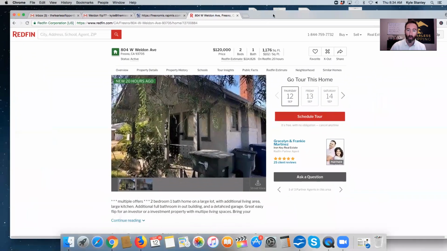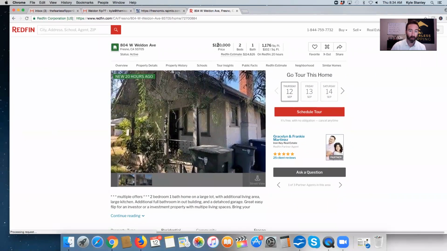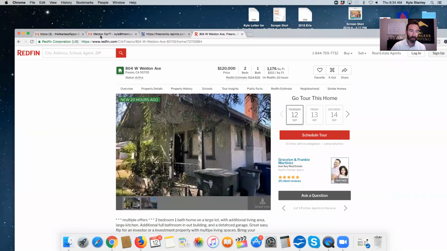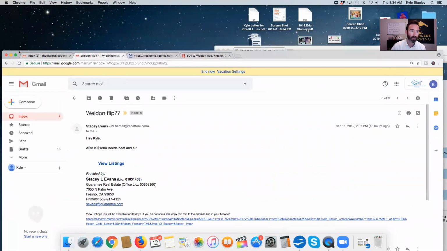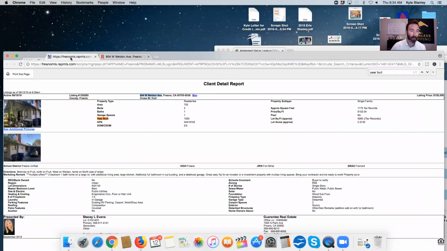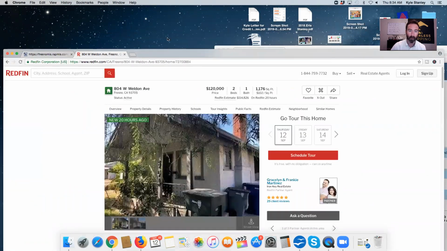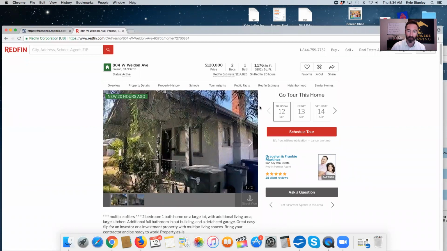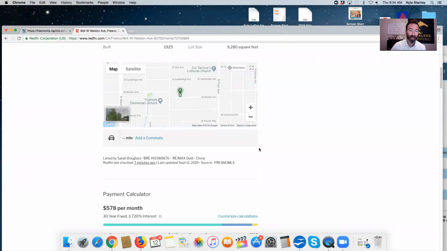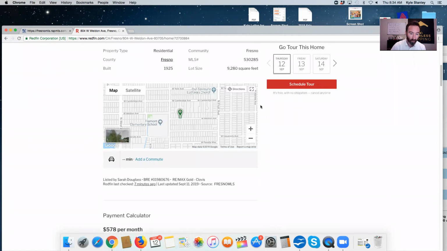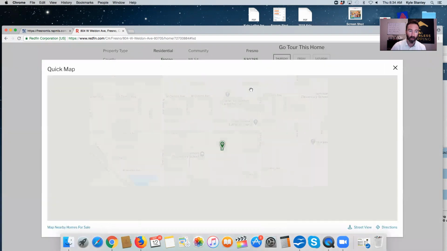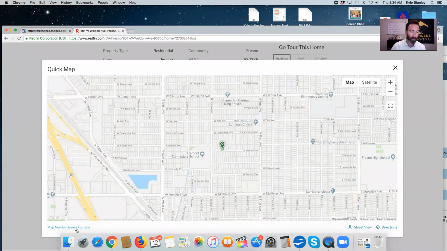So once again, we know that the listing price is $120. I saw that in the listing. I'm going to just close these out so that we can get rid of the noise. The listing is at $120. So Redfin is going to say the same thing. And I don't really need to look up all the information on here. I just need to figure out what other places in this area are selling for. So I'm going to click on here. And as soon as I click on that map, it says map nearby homes for sale.